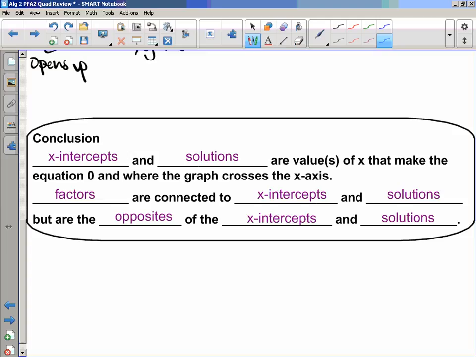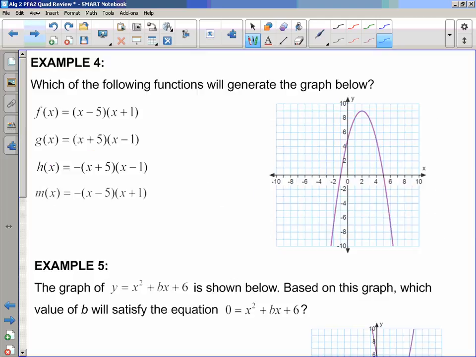So hopefully making some of these connections here will make these next questions make a little bit more sense. And these are examples like what's on your content assessment. So which of the following functions will generate the graph below? Okay, first, let's look at the graph. What do we know about the graph? Opens downward.